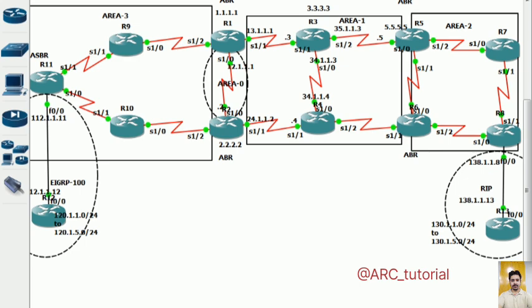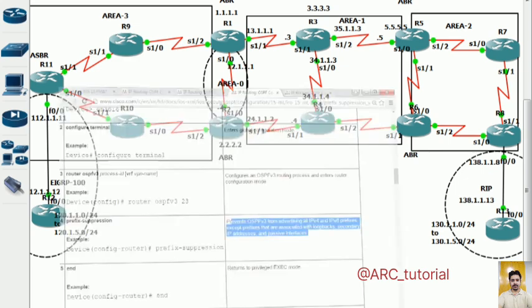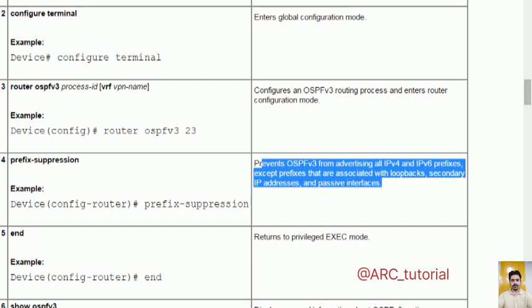But remember, passive interface should be configured on the LAN interface so that it can still be advertised into LSAs even after configuring prefix suppression. And by default, loopbacks will not be suppressed. So I hope that you people have understood the uses of prefix suppression in OSPFv3. All these things are really new in OSPFv3, and I hope that now you have learned all these things available in OSPF.